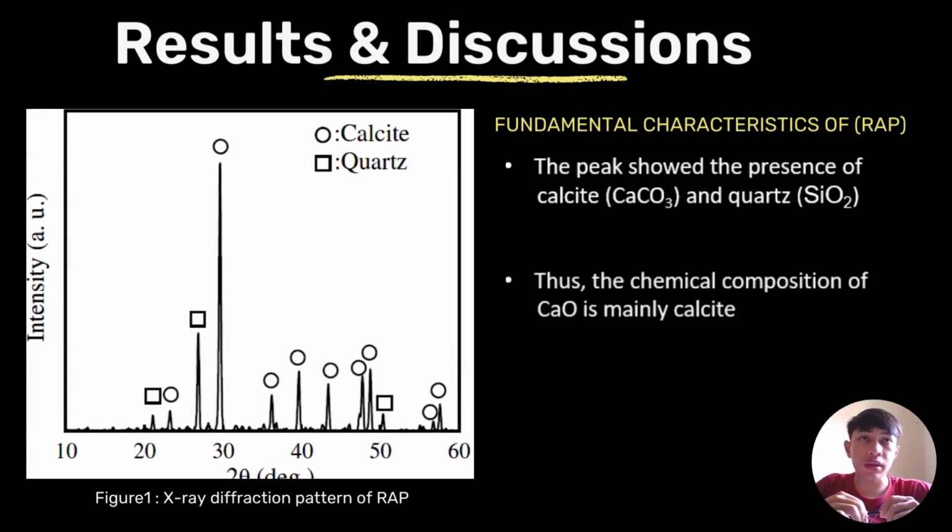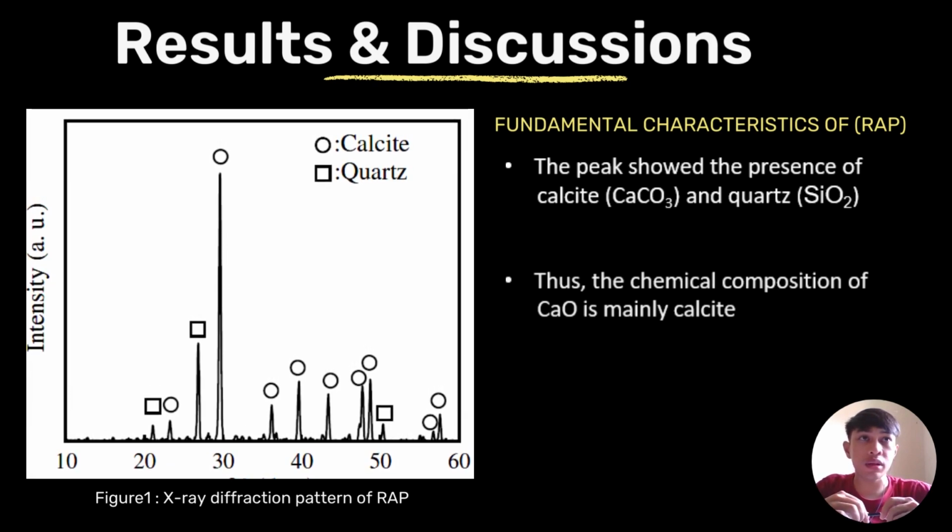For the result and discussion, this first figure is obtained in order to investigate the fundamental characteristic of RFP, which is by conducting the XRD method. As we can see in this slide, the first figure shows the result of the XRD pattern of RFP. The RFP chemical components constitute mainly calcium oxide and silicon oxide with a small amount of aluminum oxide and ferrous oxide. From the result obtained, the peaks show the presence of calcite and quartz. So, the chemical composition of calcium oxide is categorized mainly as calcite, which is derived from whisk, cement, and fine aggregate.